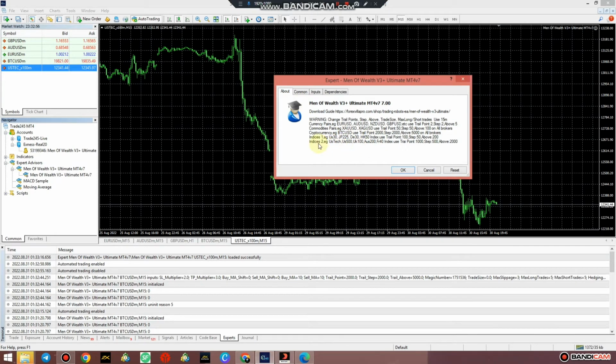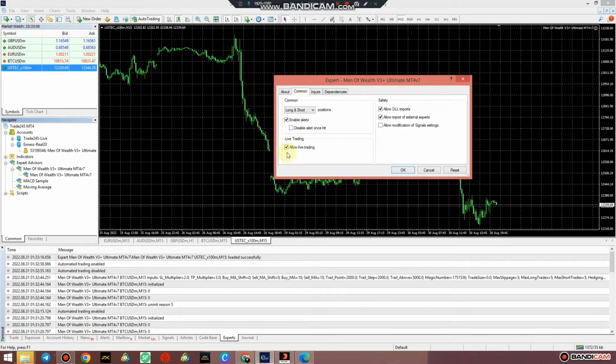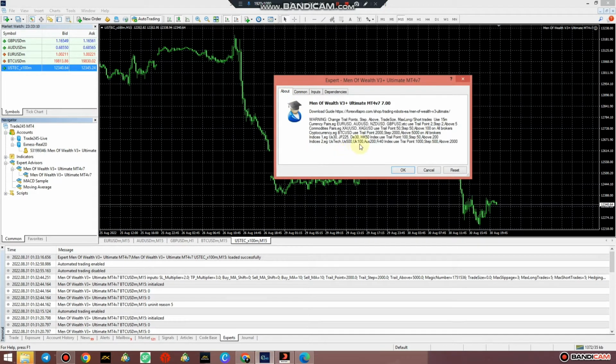because I know a lot of you just jump in because you want to have every input setting right. Yes, you can have every input setting right and plug the system in for 24 hours and it doesn't open a trade because you left one thing not ticked. So to avoid that, you see indexes, US Tech here. It says my trailing point is 1,000, my trailing step is 500, my trail above is 2,000.